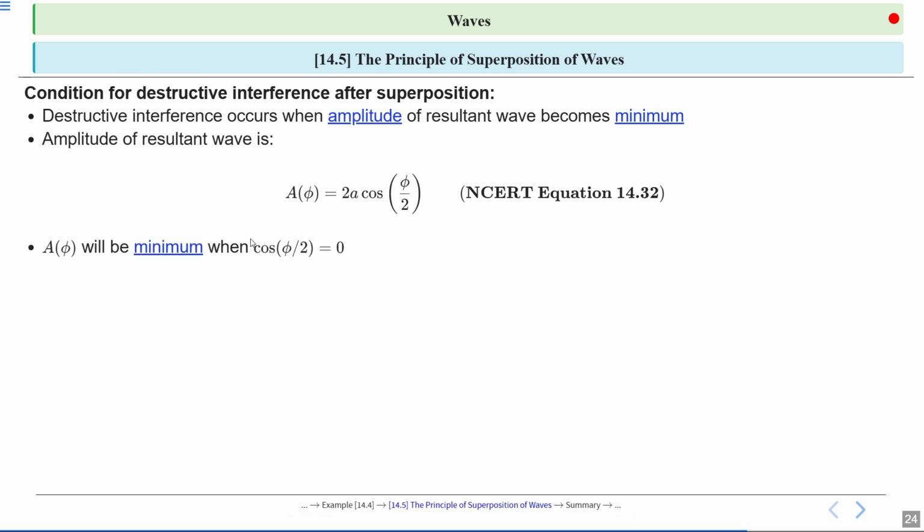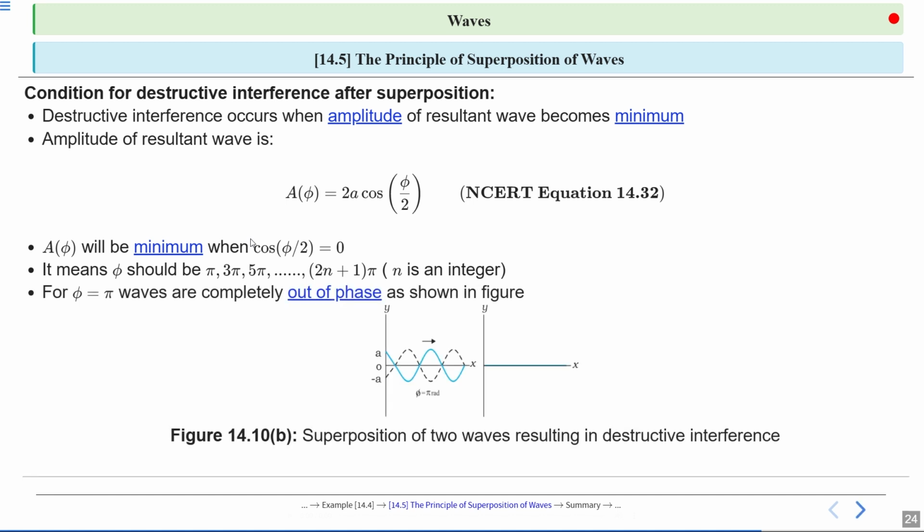A of phi will be minimum when cos phi by 2 is equal to 0. So it means phi should be pi, 3 pi, 5 pi, or (2n plus 1) pi, where n is an integer. Alright.